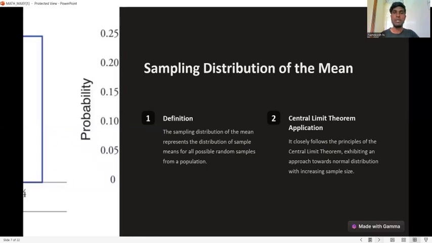Sampling distribution of a mean: the definition is that the sampling distribution of the mean represents the distribution of sample means for all the possible random samples from a population. For the central limit theorem application, it closely follows the principle of the central limit theorem, exhibiting an approach towards normal distribution with increasing sample size.